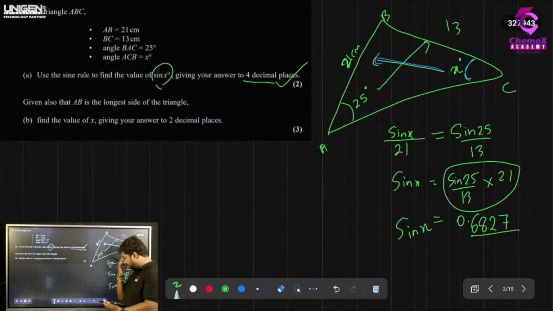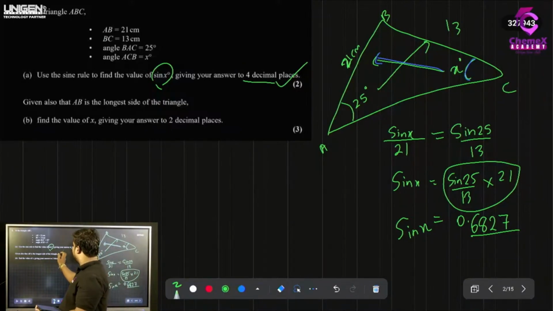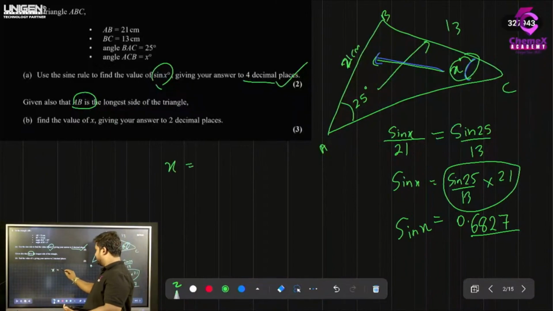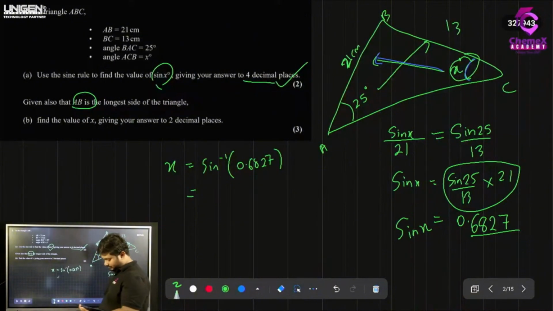Next is the B1. They're asking to find the value of x. So use the sine rule and find x. Given that AB is the longest side, this is the largest angle, right? So how do you find x? x equals sine inverse of 0.6827. Can you give me the answer? What's the answer you get? Sine inverse.